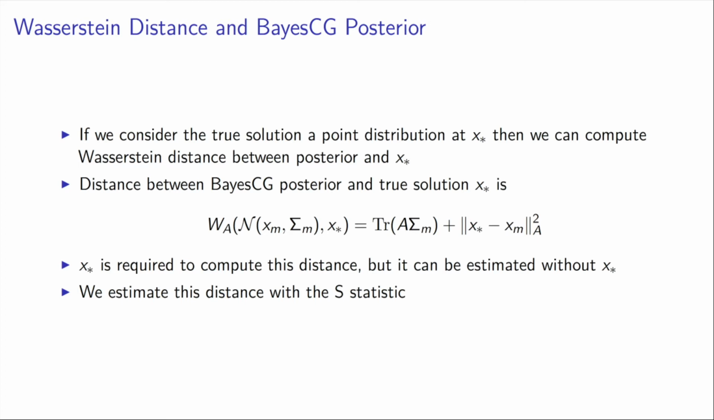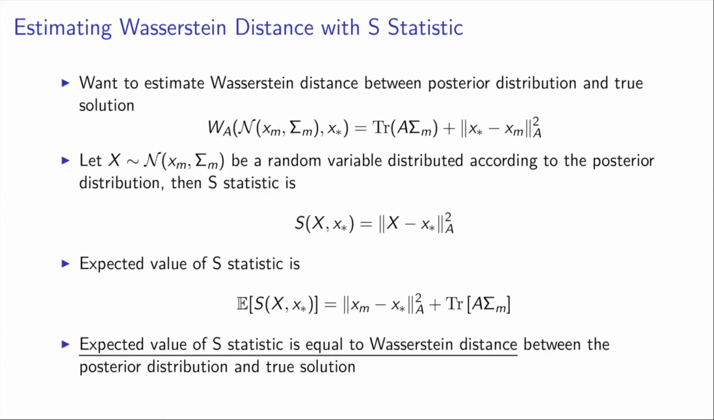The downside of this expression is that the true solution x star is required in order to compute that distance, but we can estimate the distance without needing to know the true solution x star. We're going to estimate the distance with the S statistic. So we want to estimate the Wasserstein distance, which I restate at the top of the slide. The way we're going to do that is introduce a random variable x that is distributed according to the posterior distribution, and then we'll define the S statistic as the A norm difference between that random variable x and the true solution x star.